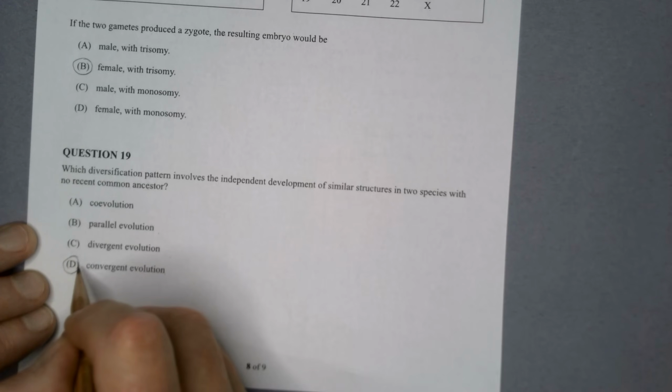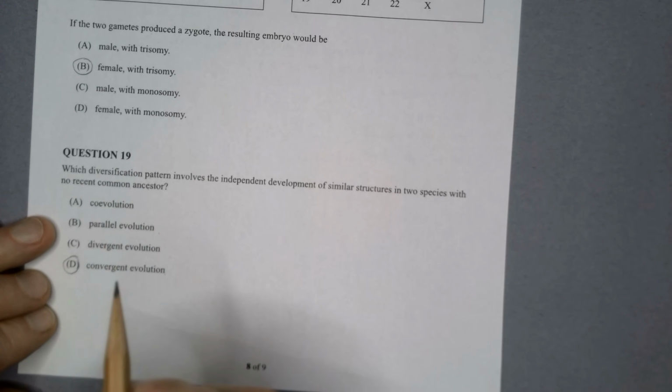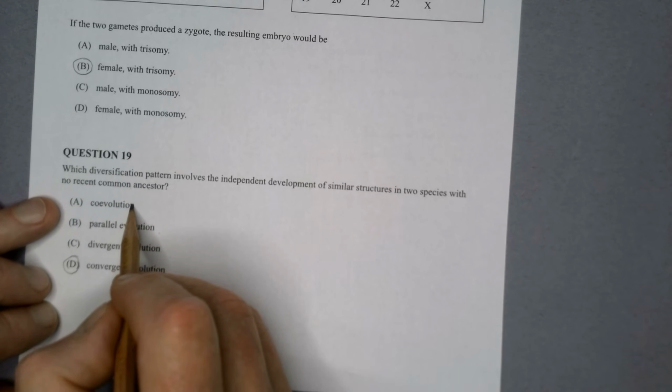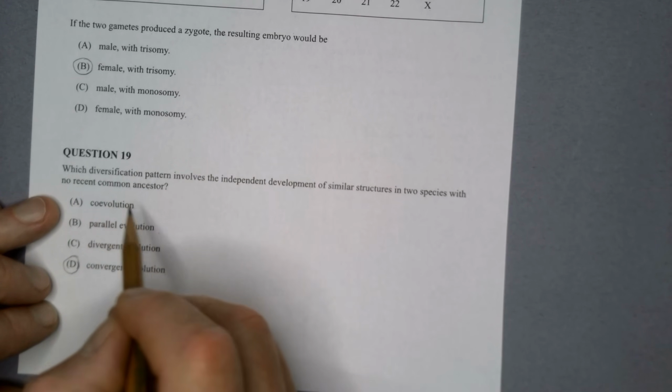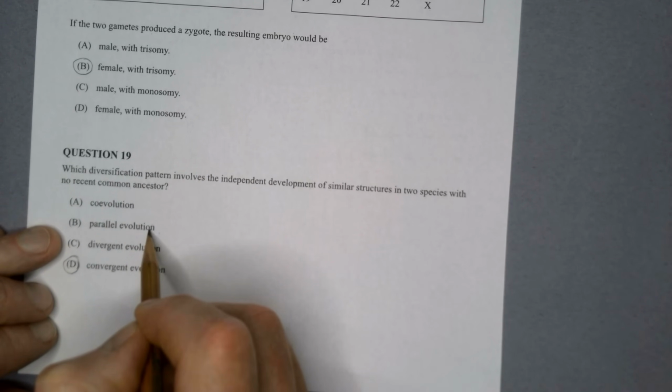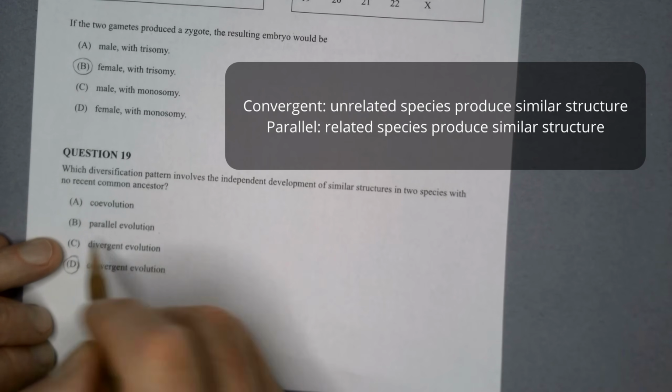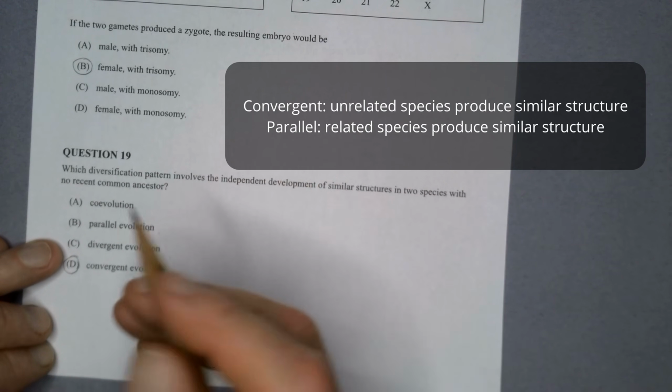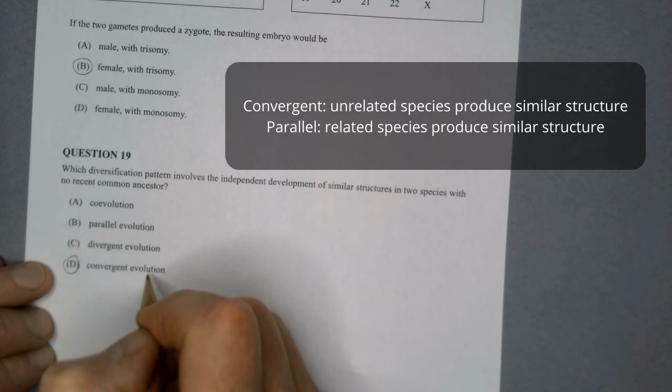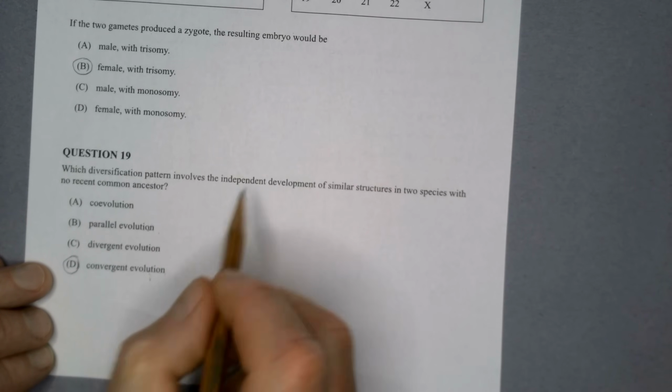Okay, question 19. Now, you might pick parallel evolution here. Co-evolution is when something like a flower and an insect evolve together. Parallel evolution, I'd have to check. Divergent evolution is when structures differ very greatly. Convergent evolution is the answer to this.